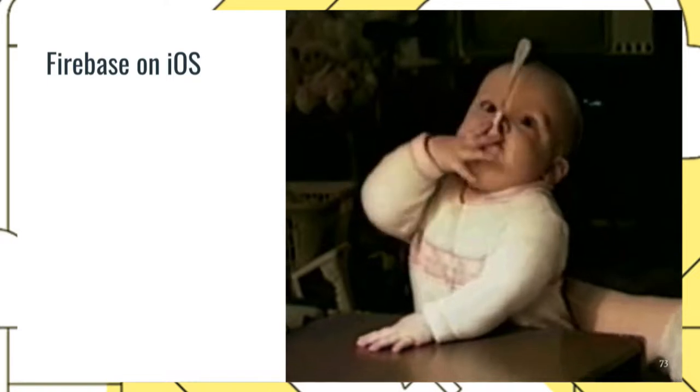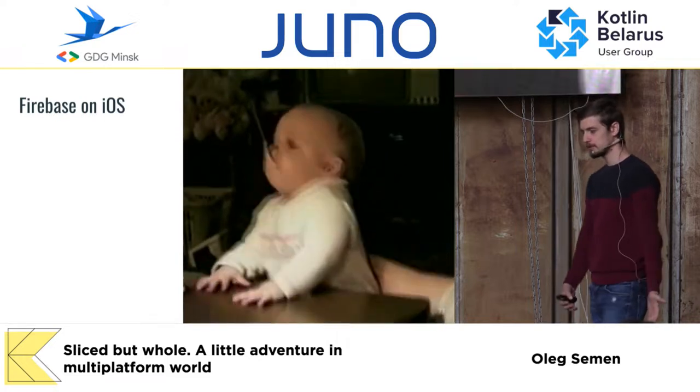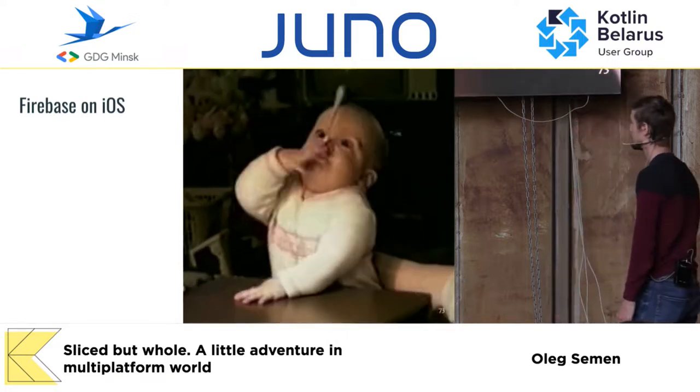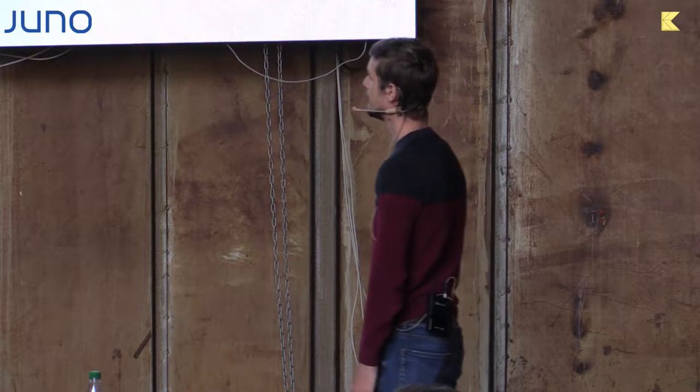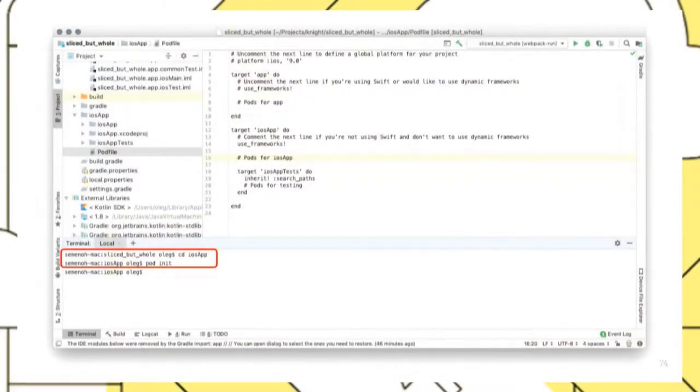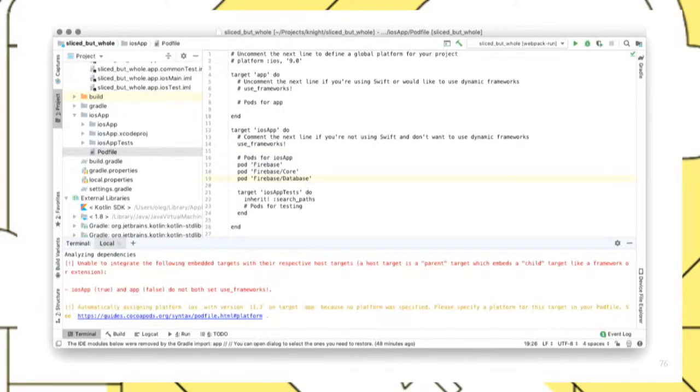And now let's move to iOS. If the JavaScript part looks a bit more tricky compared to the Android part, the iOS part is even more tricky. So everything starts with specifying dependencies in the Xcode project. You have to use CocoaPods. To do this, you navigate to the iOS app folder and type pod init. It will create an empty podspec file. And here you specify your dependencies. Then you run pod install, and it will fail.